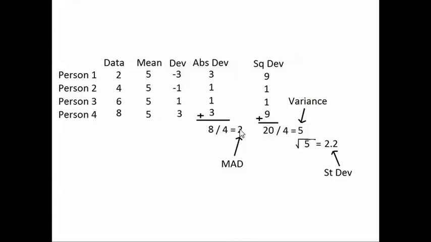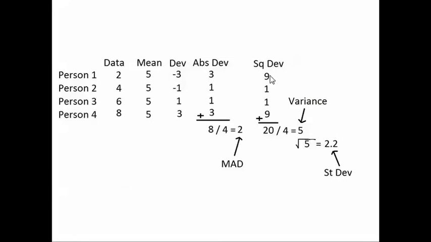Now that we understand why the MAD increased, let's think about why the variance increased. When these two absolute deviations went up from 2 and 2 to 3 and 3, it caused these two squared deviations to go up from 4 and 4 to 9 and 9. That's because 2 times 2 is 4, and 3 times 3 is 9.